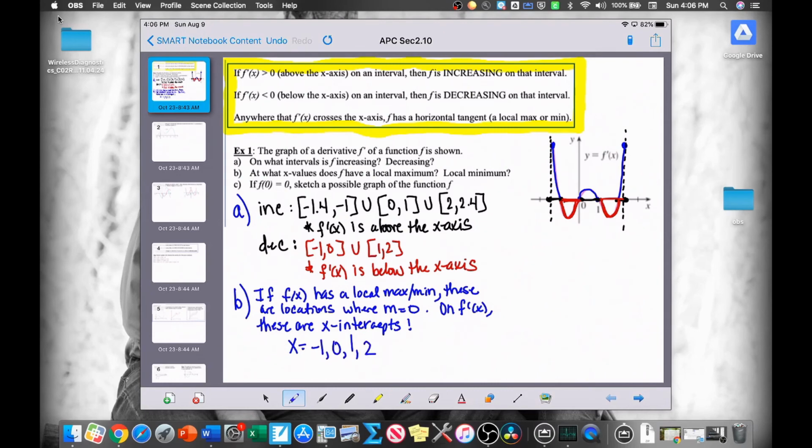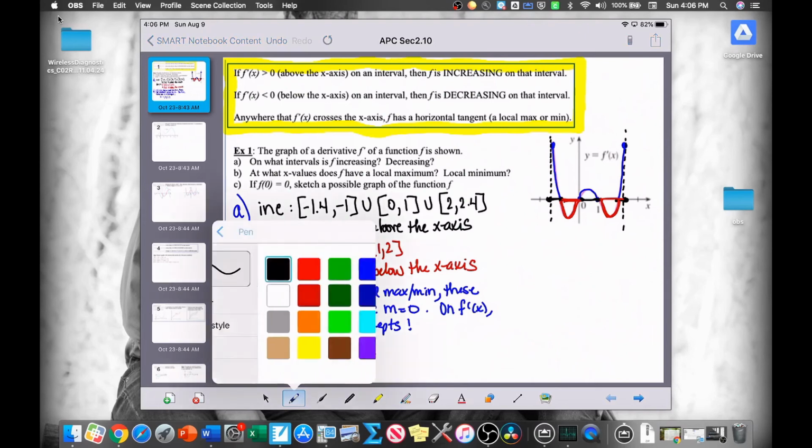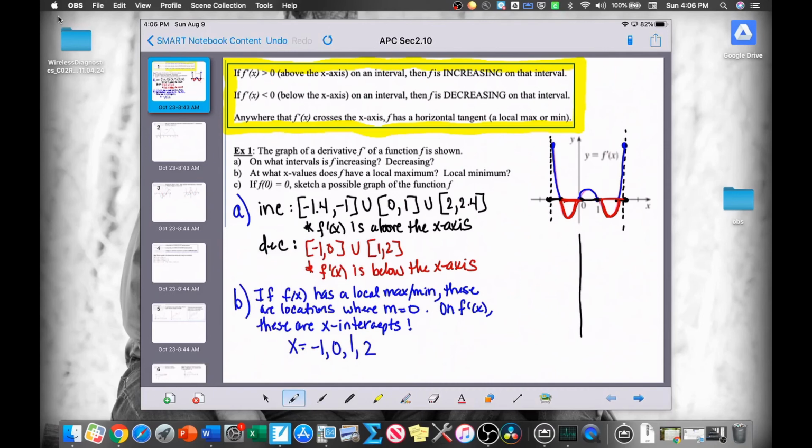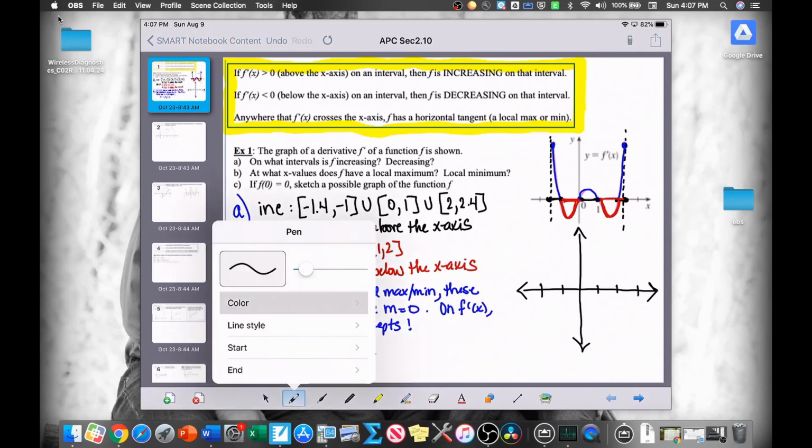All right, then part C says, if f of 0 equals 0, sketch a possible graph of the function f. So what I'm going to do is sketch a coordinate plane right below my f prime of x, and I'm going to try to line up my f of x with the features of f prime of x. So I'm going to put my x-axis scale in the same locations here. All right, so I know that my function has to be increasing from about -1.4 to about -1 on the x-axis, and then at -1, I know that I have a turning point.